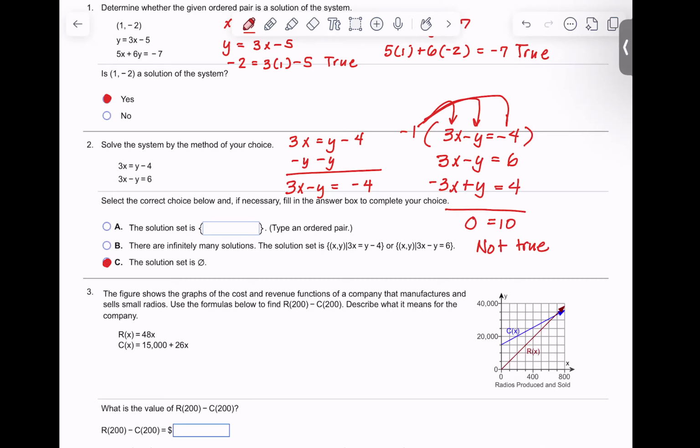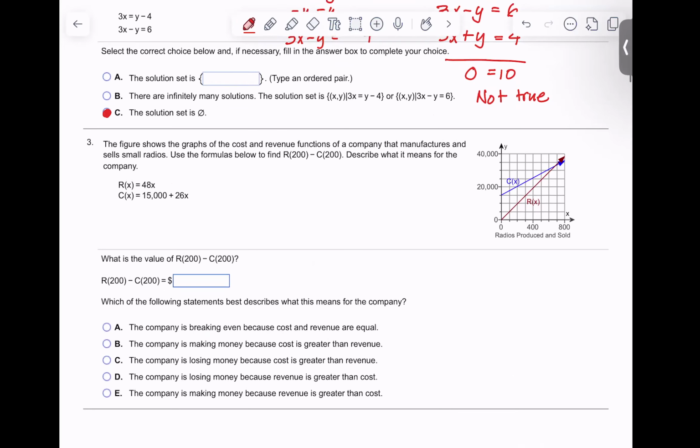And again, just looking at the two equations, once I moved the y to the left-hand side in the first equation, it's obvious to me that the algebraic expression 3x minus y cannot equal -4 and 6 at the same time. All right, problem number 3.